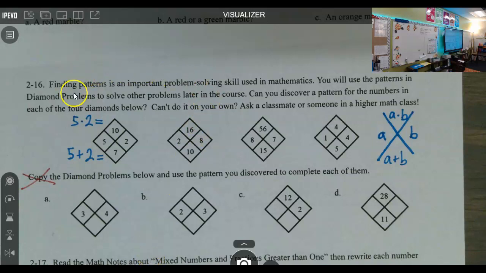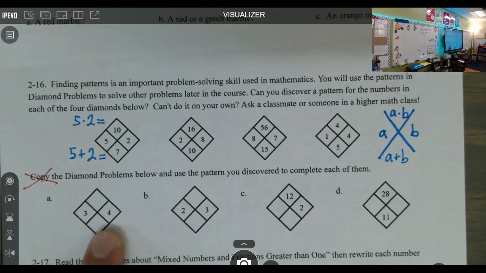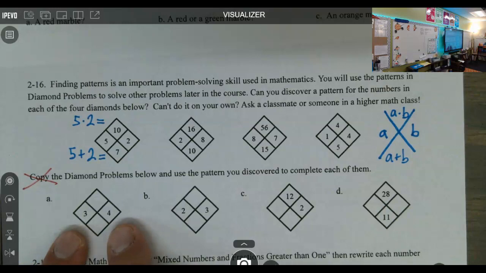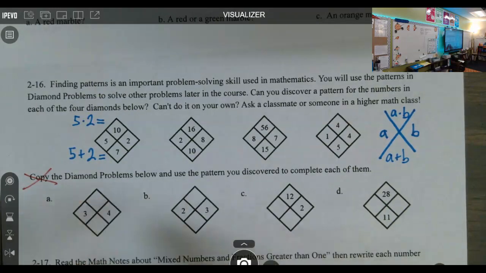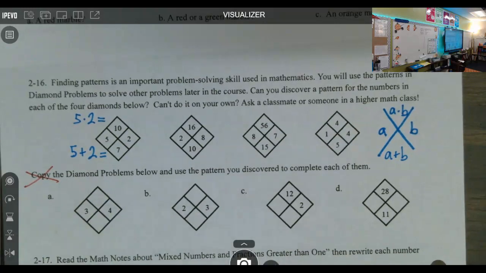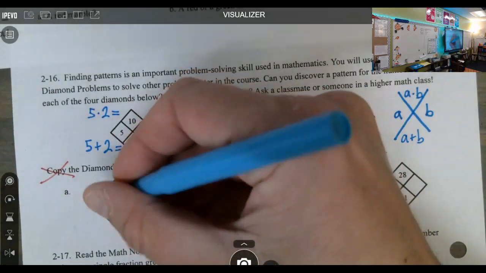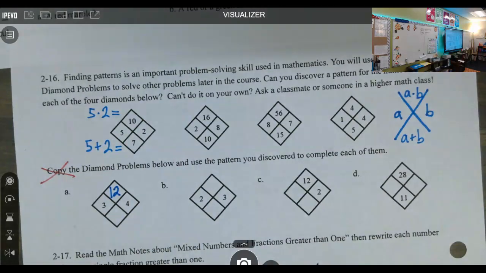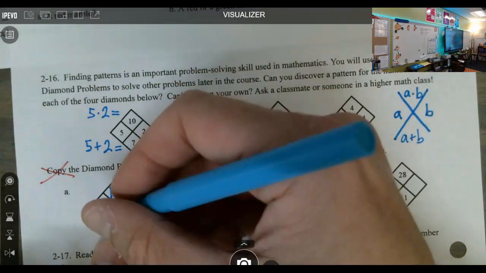So I don't think any of you have actually had enough time to read this whole thing. Then we're going to fill in. All right, let's do one together. If we look at A, what we're going to do with that 3 and that 4 to figure out the top is do what with the numbers? Multiply them. So what would go on top here? 12. And what would go on bottom? 7.